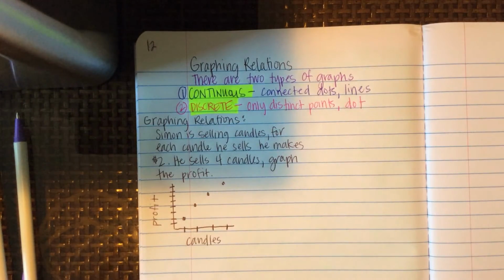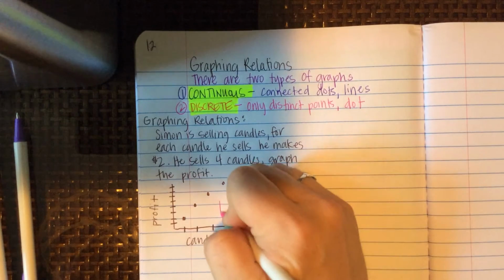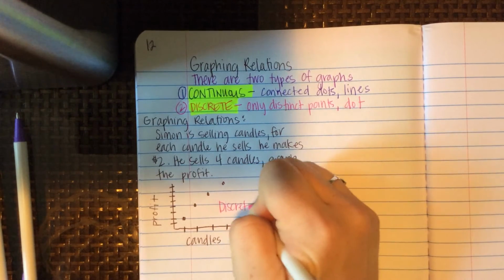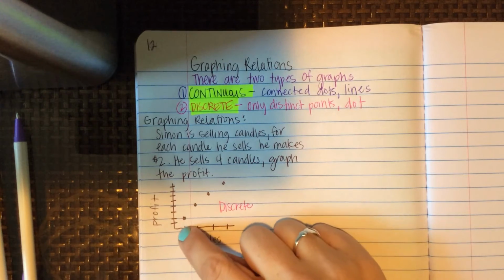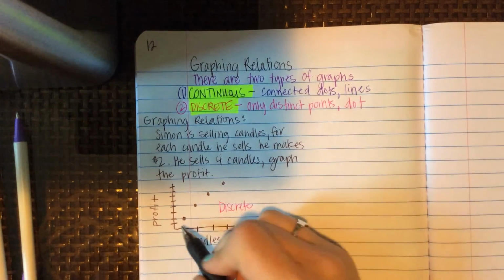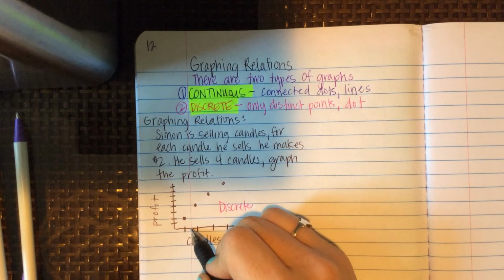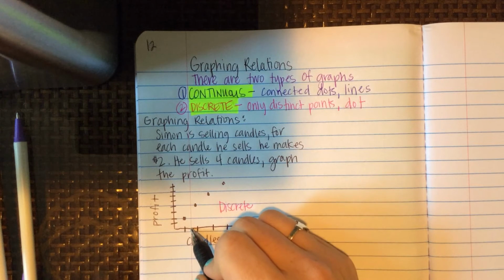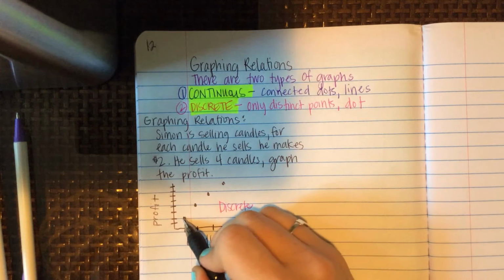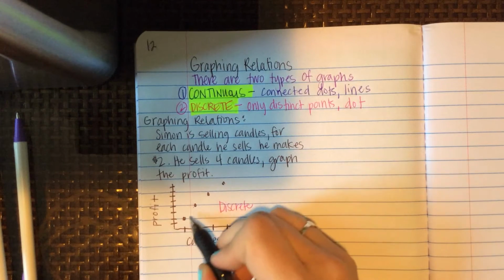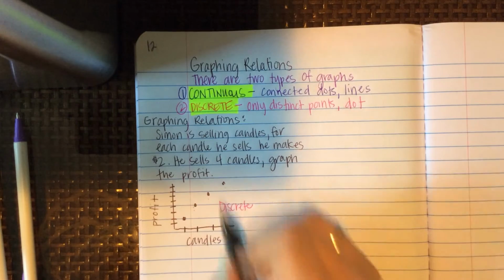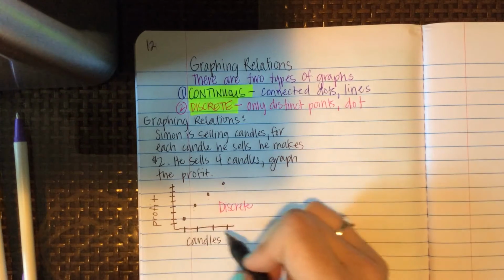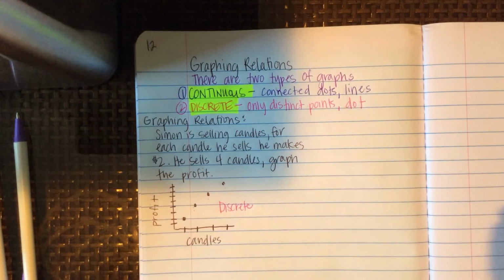This is going to be a discrete graph. And the reason this is going to be a discrete graph is because we're not going to connect them. If I connected these dots, that would mean that he could sell 1.5 candles. And nobody's going to buy half of a candle. So these are distinct points. His only options are 1 candle, 2 candles, 3 candles, or 4 candles. This would be a discrete graph.